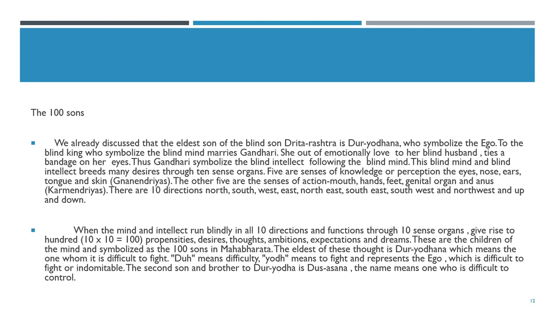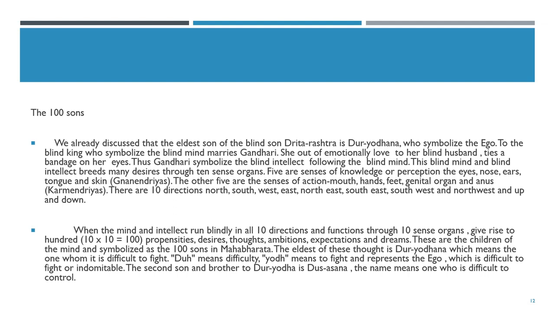So the blind mind and blind intellect breed many desires through the 10 sense organs, right? Five are the senses of knowledge and perception: the eyes, nose, ears, tongue, skin. They call them Gnanendriyas. The other five are the senses of action: mouth, hands, feet and so on. Then there are the 10 directions, north, south, east, west and the corners. When we multiply and calculate everything, there are a total of 100. Properties, desires, thoughts, ambitions, expectations, dreams, all these are the children of the mind, symbolized as the 100 sons in the Mahabharata.